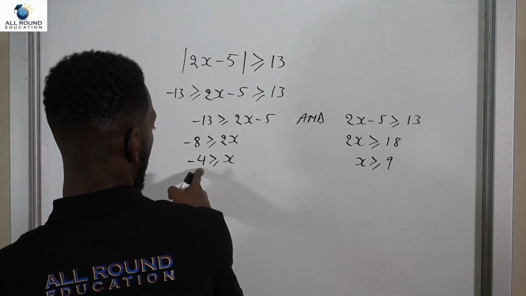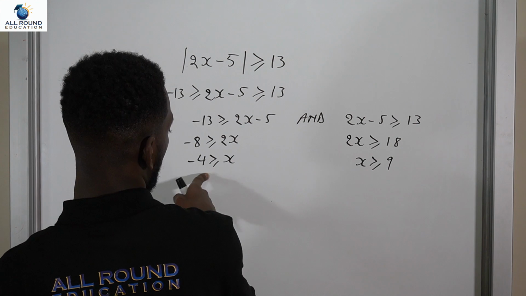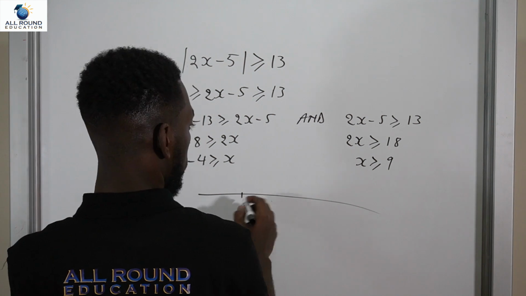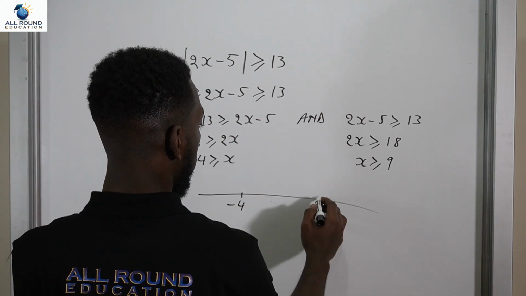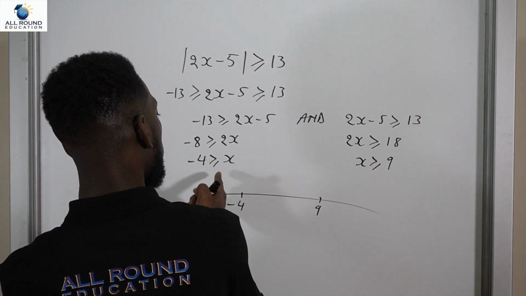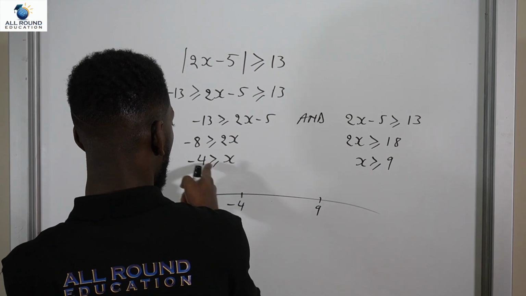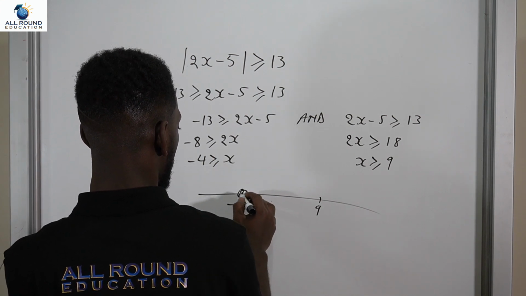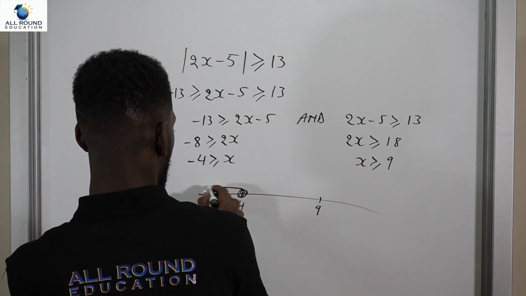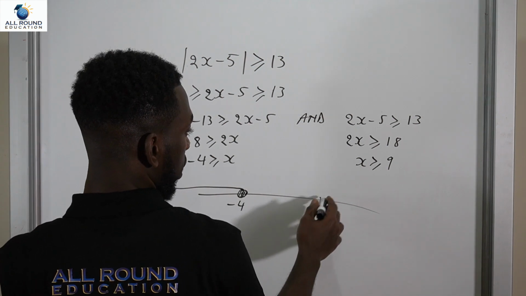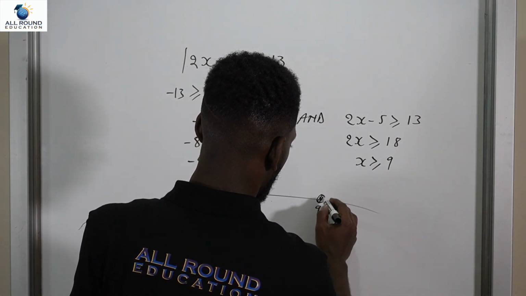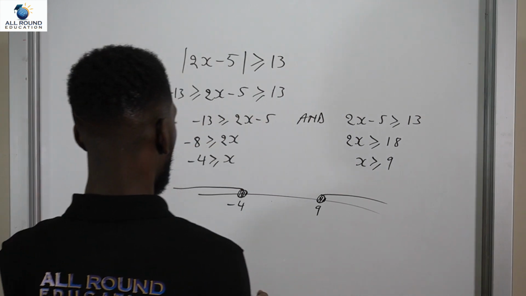So now we have x is greater than or equal to 9, and we can do the interval. Let's say this is negative 4 and this is 9. Then x is less than or equal to negative 4, so this is including the solution, and it's this side. And x is greater than or equal to 9, so this side. Now how do we write the solution here?